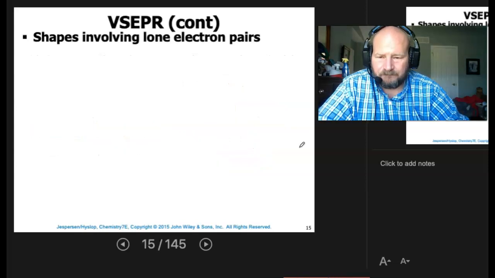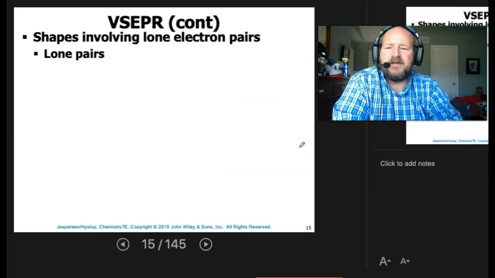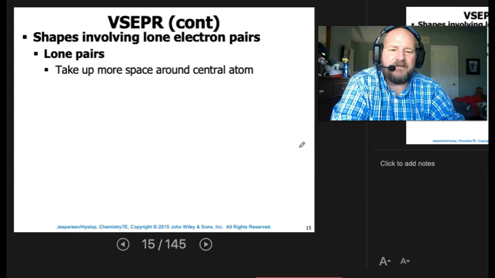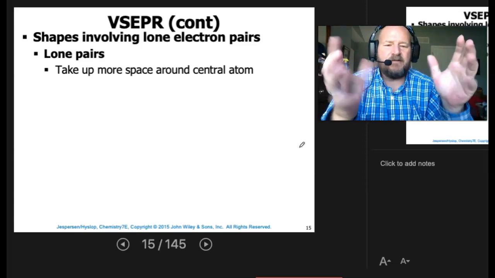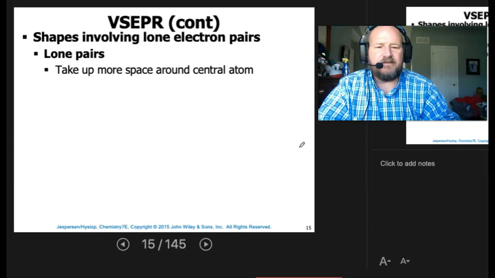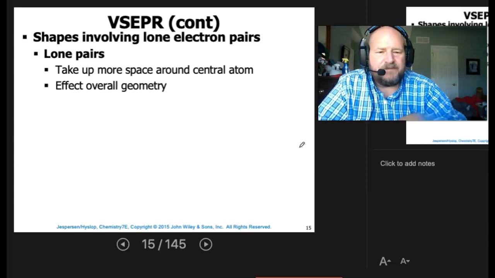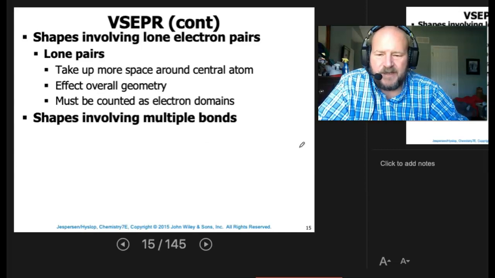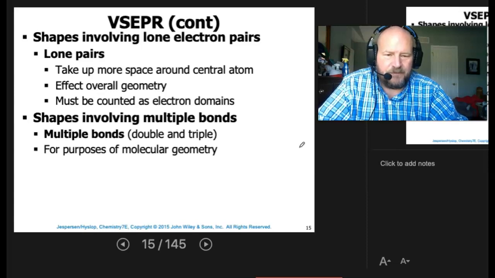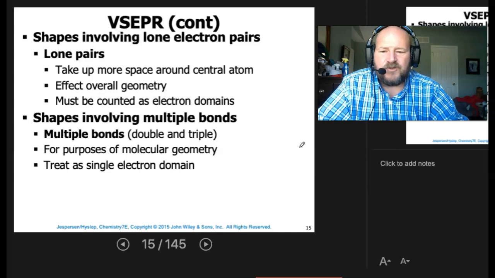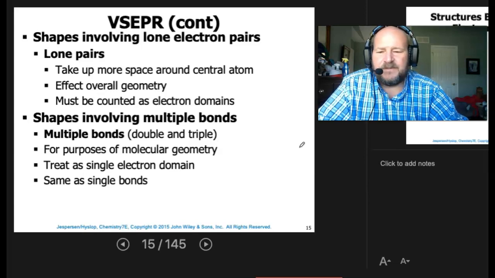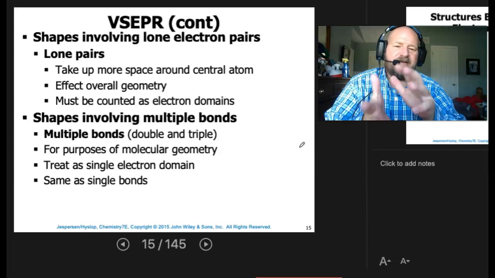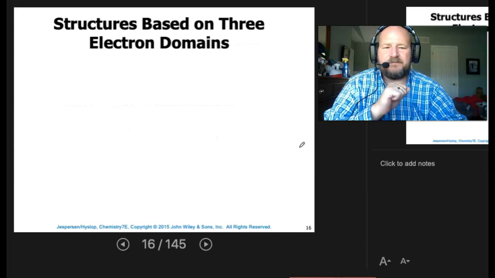All right. So shapes involving lone electron pairs. When we start to look at those lone pairs, they take up more space around the central atom. So if you want to think of the lone pairs as being completely negative and they balloon out, it forces all the other bonds to get tighter, right? So that's going to affect the overall geometry. Now, they must be counted though as electron domains. Now, shapes involving multiple bonds, double and triple, for the purpose of molecular geometry, we'll treat as a single electron domain. They're going to be the same as single bonds. So even though it's a double bond, it's going to get treated like it's taking up the area of a single bond between the two atoms.